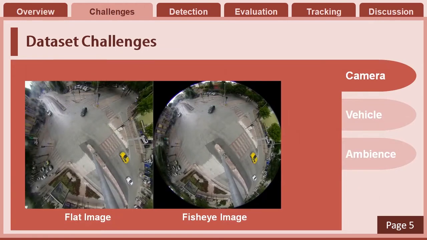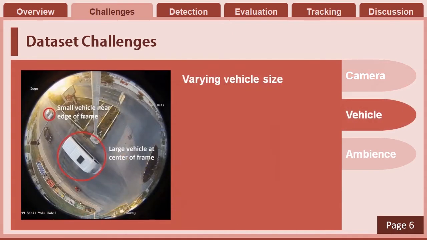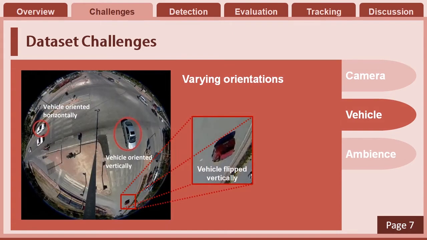Let's now take a look at the challenges the dataset poses. First of all, because of the fisheye camera, all the dataset images are spherically distorted. A direct impact of the spherical distortion is that vehicle sizes vary greatly depending on its location in the frame. Due to the overhead positioning of the camera, vehicles in the frame have a wide range of orientations.